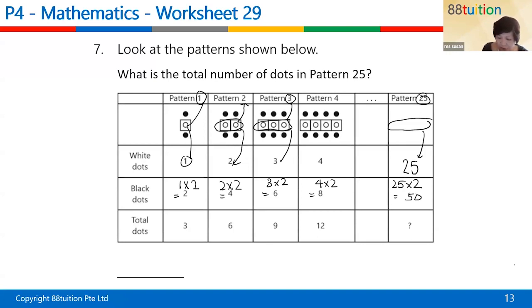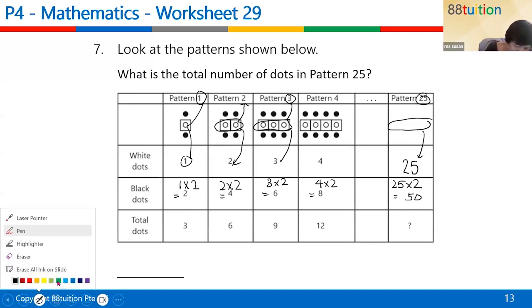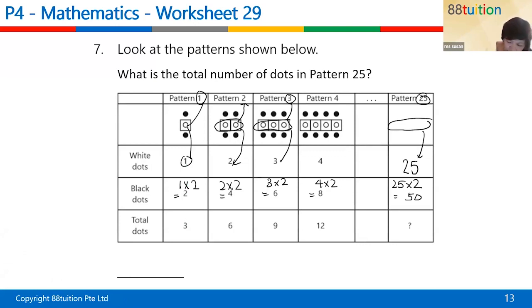So in terms of the total dots, what must you do? Let's take a look. I'm going to change this color. How to get to 3? 1 plus 2 equals 3. 2 plus 4 equals 6. 3 plus 6 equals 9.